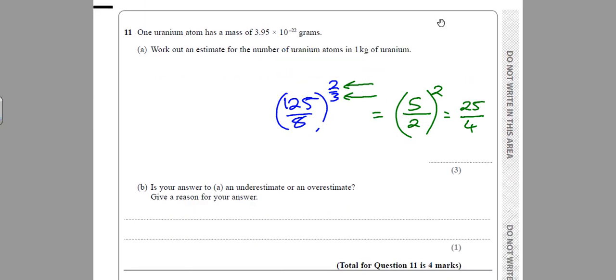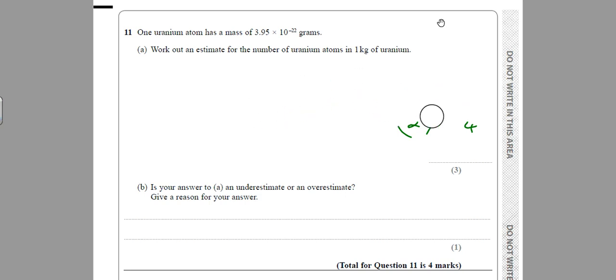One uranium atom has a mass of 3.95 times 10 to the power of minus 22. Work out an estimate for the number of uranium atoms in 1 kilogram of uranium. I don't know, sometimes a load of words are a little bit confusing. So what you do instead is you make the numbers nice and easy.